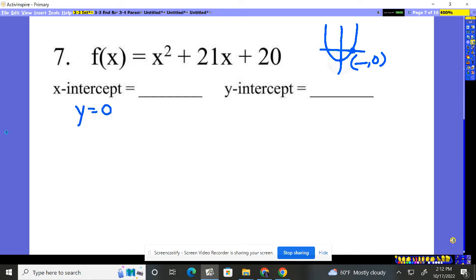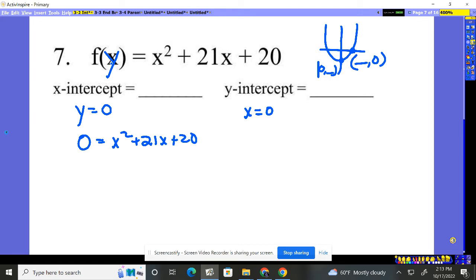And vice versa, when it crosses here, you've moved over none and down some amount. You don't know how much. So you know here the x value is going to be 0. So let's use that. So f of x, which is nothing more than y, okay, so we have 0 because y is 0, is equal to x squared plus 21x plus 20.